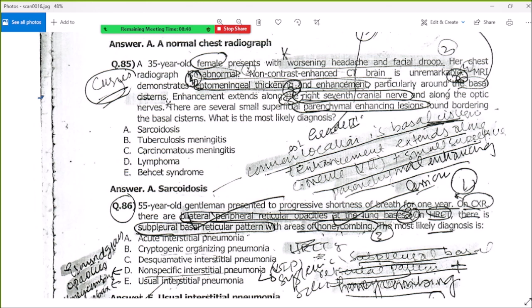Sarcoidosis usually involves the optic nerves, and with the worsening headache and facial droop, the diagnosis is sarcoidosis.